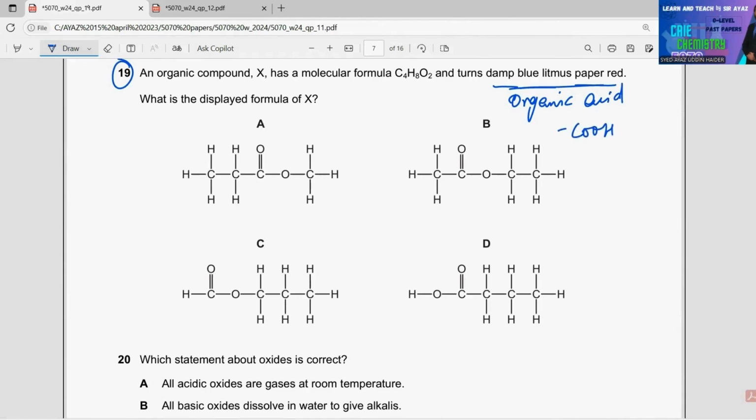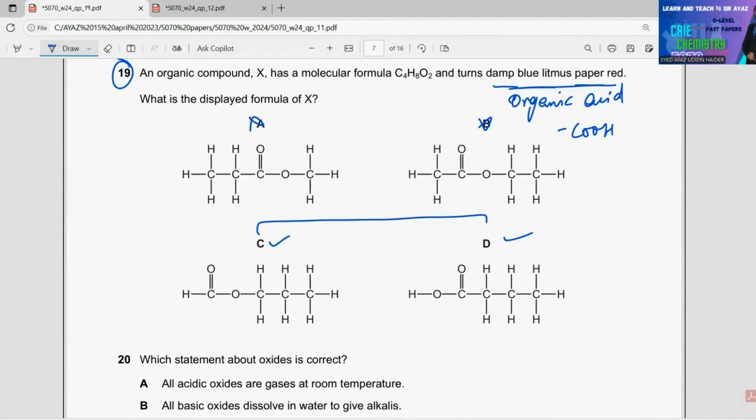So look at this carefully. We have only one compound having COOH. You might get confused with these two. Either C is correct or D is correct. A and B are incorrect. Now, how do you know which one is the correct one?